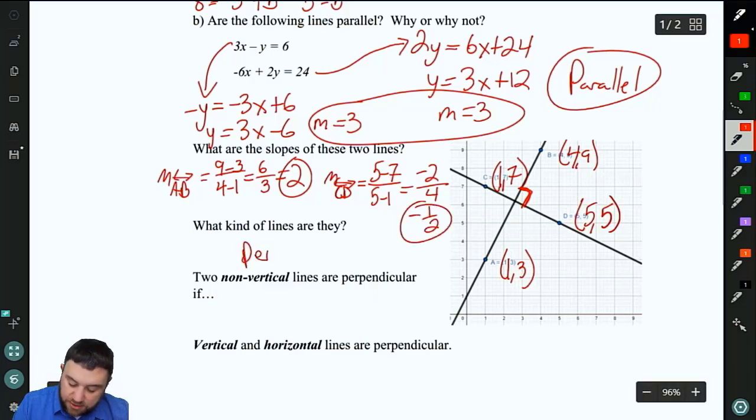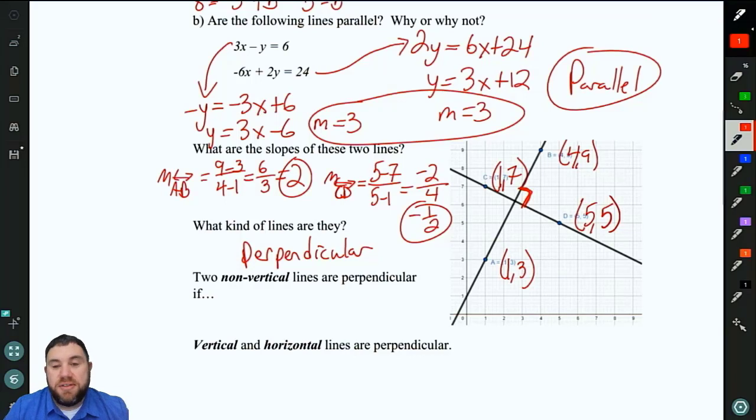And like we said, these are perpendicular lines. And what do you notice about their slopes? They're not equal, obviously. But notice that if we flip 2 upside down, if we find the reciprocal of 2, we get 1/2. And then if we change the sign on that, we get negative 1/2. And that's what we have here.